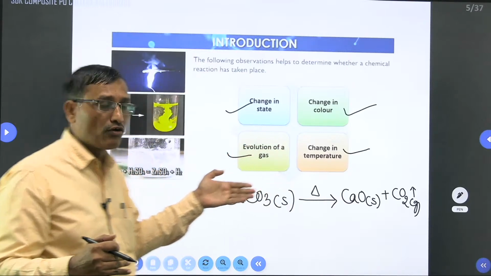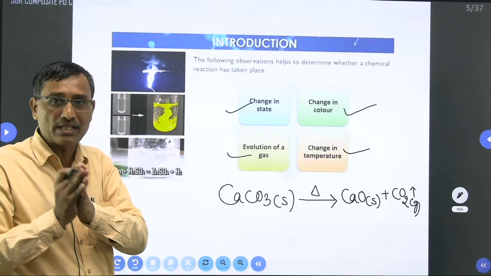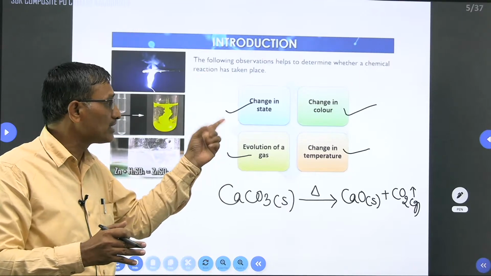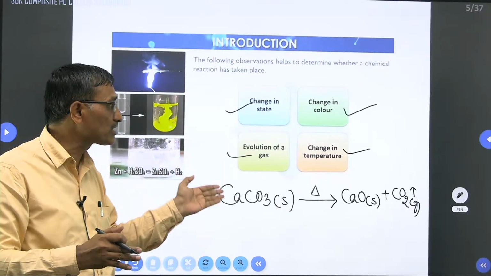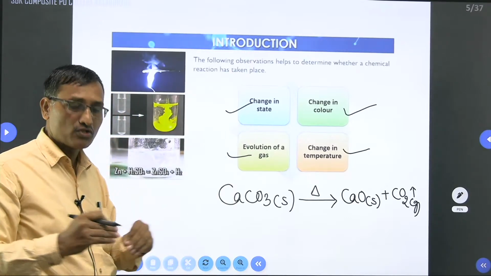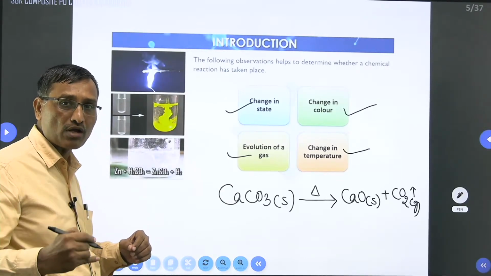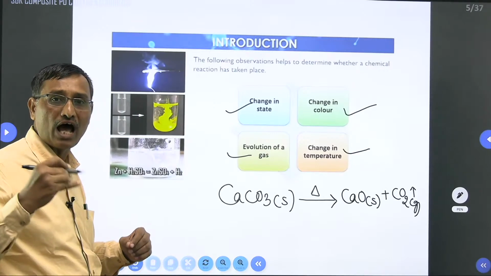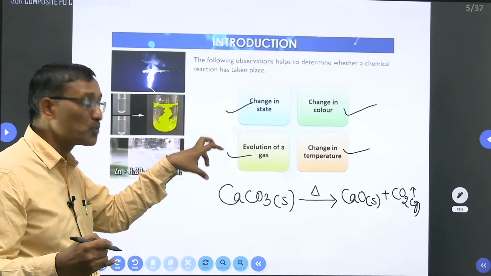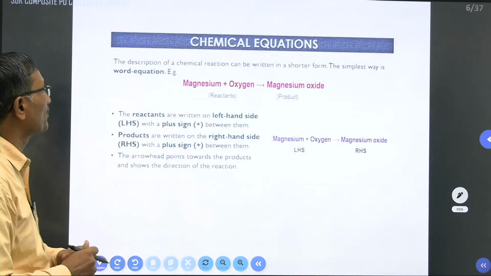So these are a few ways to identify, or we can say recognize, a chemical reaction. One is change in the physical state of the substances involved, change in color, evolution of a gas, and even change in temperature. Whether energy is released or absorbed, whether it is an endothermic reaction or an exothermic reaction, all these things help us to recognize a chemical reaction. Okay. Now coming to the next one.